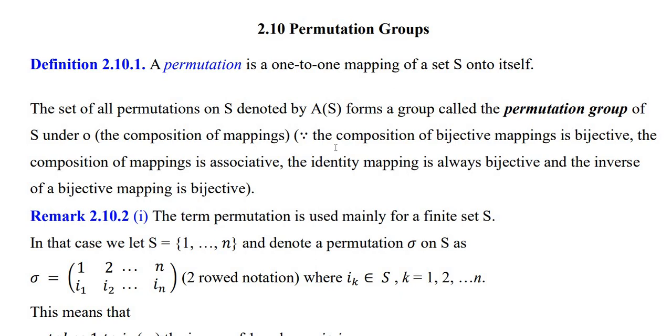The reason is the composition of bijective mappings is bijective, the composition of mappings is associative, the identity mapping is always bijective, and the inverse of a bijective mapping is bijective.